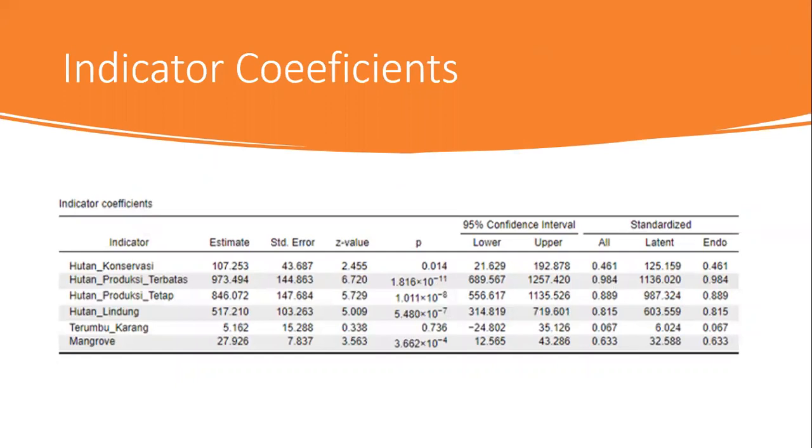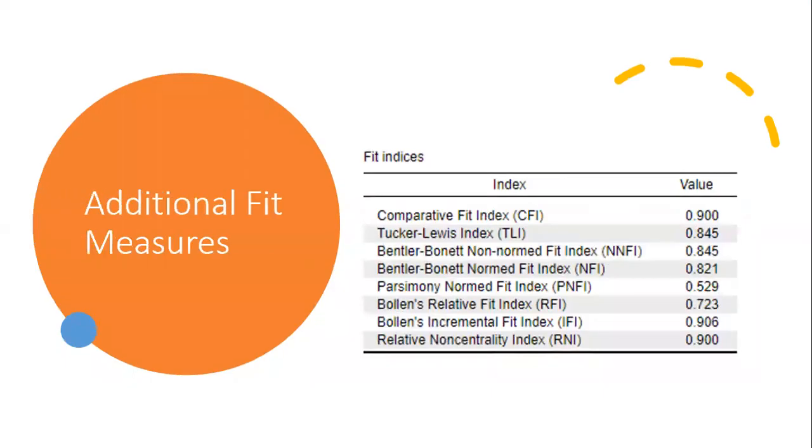Next, indicator coefficient. We can see the z-value. In the MIC model, we use the z-value. Next, additional fit measures: CFI, TLI, NFI, PNFI, RFI, IFI, RNI.